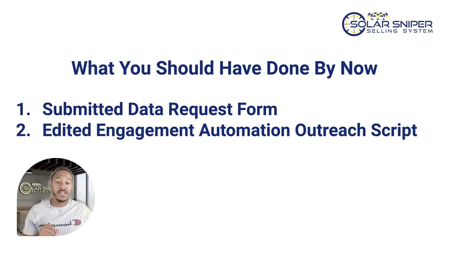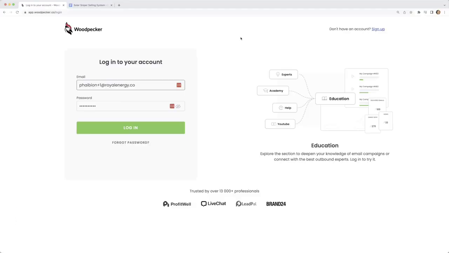Okay, so let's dive in with the automation part of getting this script to work for you in your commercial solar business. So when you first enrolled into the program, we would have had an onboarding call together and I would have given you your login details for your Woodpecker account, which is the email automation platform that's going to be taking care of the majority of your prospecting needs. So what we need to do is go to app.woodpecker.co/login. I'll leave a link to log in to Woodpecker below this video. So you need to log in and then we'll talk about the next steps.